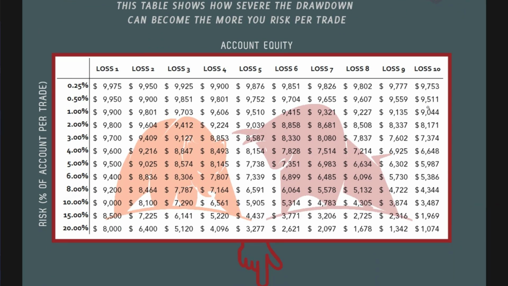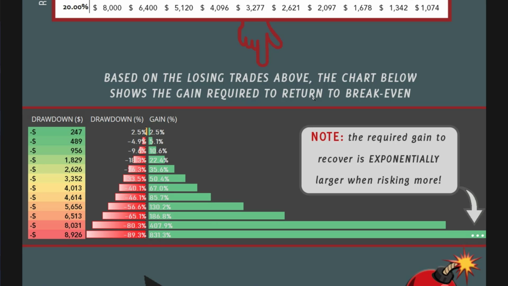So how do we represent that better, right? Obviously, it's pretty clear that the more you risk, the more you're going to be down at the end of this losing stretch, all the way down to the extreme here, 90%. Let's take a look at what it takes to come back from such a drawdown, right? Based on the losing trades above, the chart below shows the gain required to return to break even. And I believe this is how most accounts are blown up. People don't go to zero intraday or over their trading career, right? Their account doesn't go from 10K to zero. It usually goes from 10K and just bleeds. Maybe they get down to 2K, so they're down 80%.